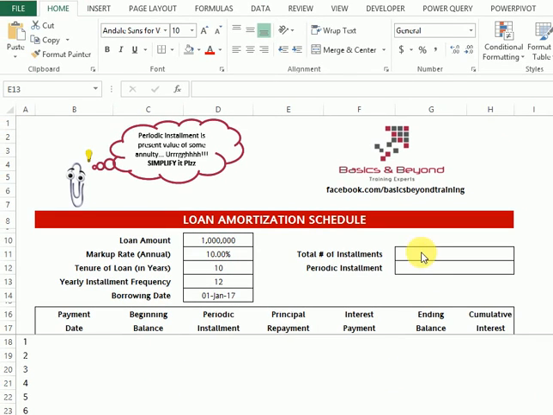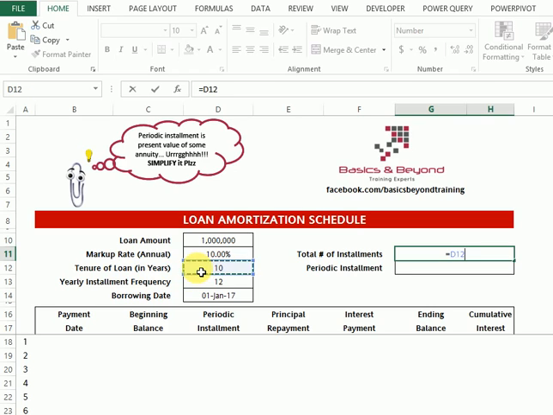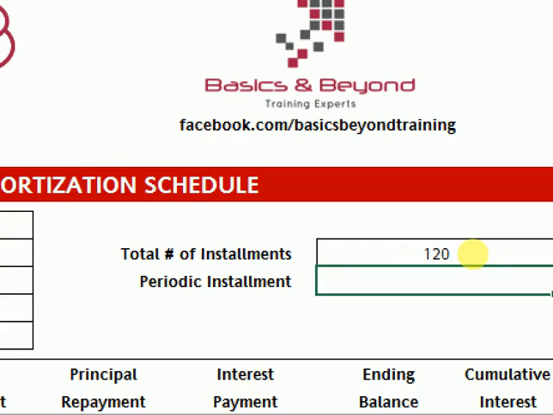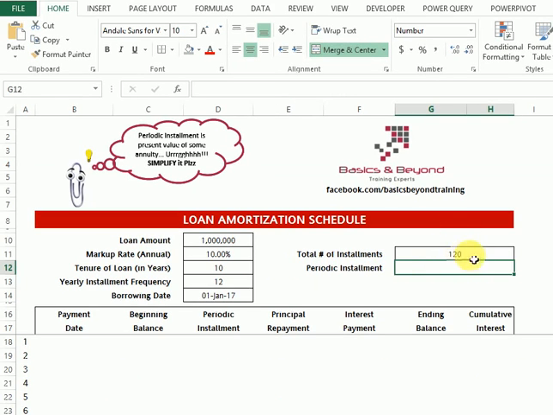First of all, we need to calculate the total number of installments in the total life of this loan. Just multiply the tenure of the loan, which is 10 years in this case, with the yearly installment frequency. In our case, there will be 120 installments over the life of the loan. These number of installments will help us in calculating the periodic installment amount.